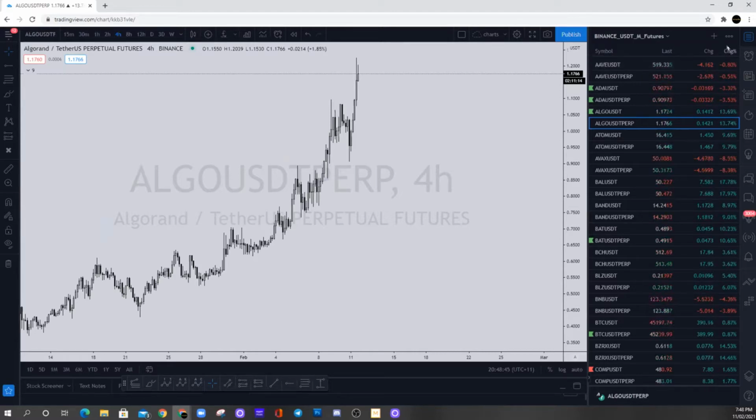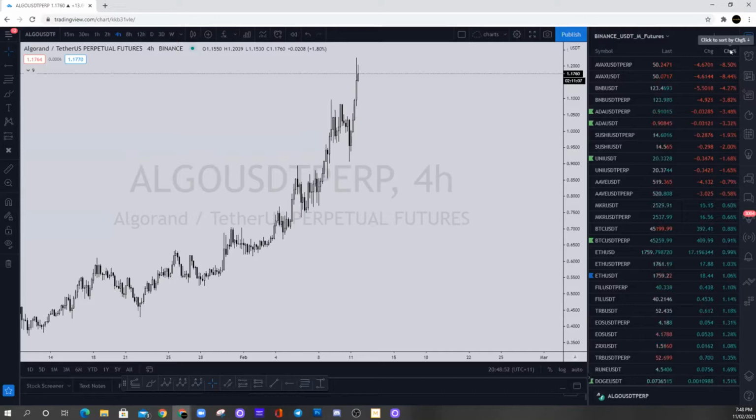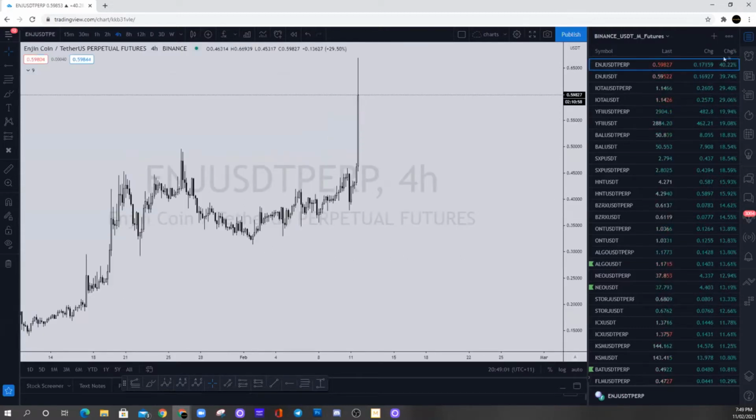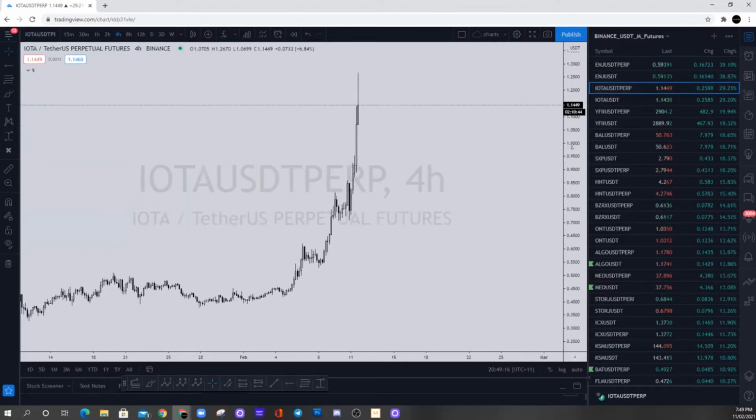But basically what I do is this little percentage change button here. If you give that a click, it'll change how the list is presented to you. So for example, at the moment, this is showing all the coins that have had the biggest pumps, the biggest change. So ENJ at the moment on the 4 hour, Jesus, I wish I got in on that one. What's that done? It's just done 70%. IOTA, I think someone in the Discord put up an IOTA chart earlier. So if anyone got on that, good on you.